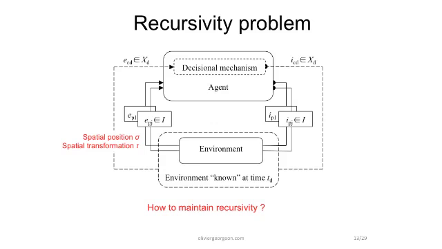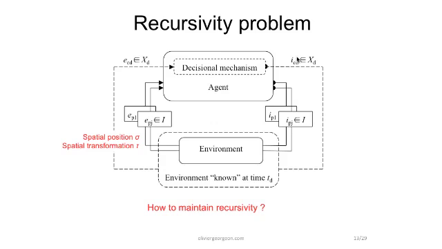So it raises many issues. It's mostly ongoing research, and we don't know exactly how to proceed. One problem that arises is that if we add this additional information, the spatial position and the spatial transformation, we lose the possibility of recursivity that I introduced earlier.